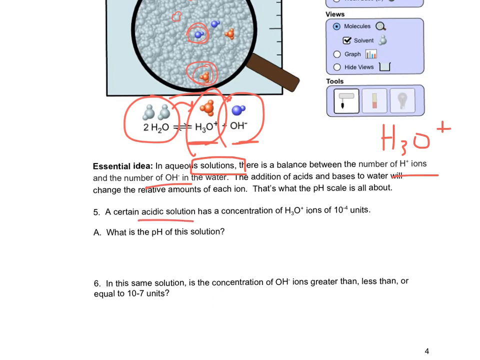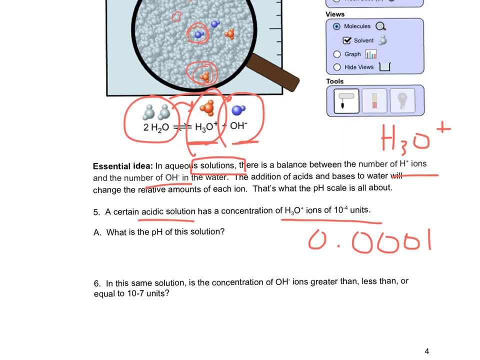So we have an acid solution, and it says the concentration of hydronium ions is 10 to the -4. Can we write that as a decimal? That's 0.0001. That is 10 to the -4. So let's see, tens, hundreds, thousands, 10,000. So that's 1/10,000th, so it's going to be 0.0001 concentration units of hydronium ions.